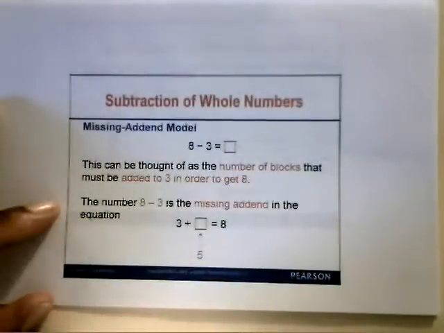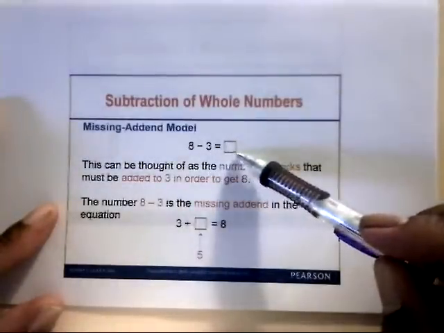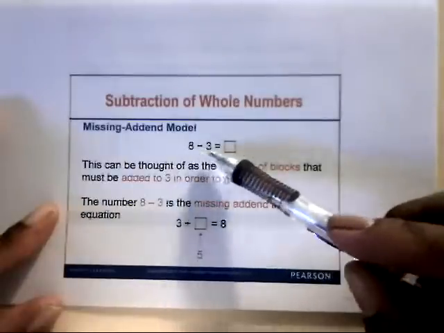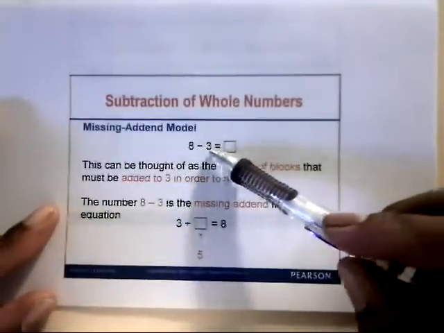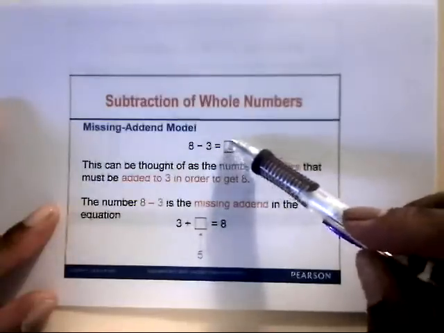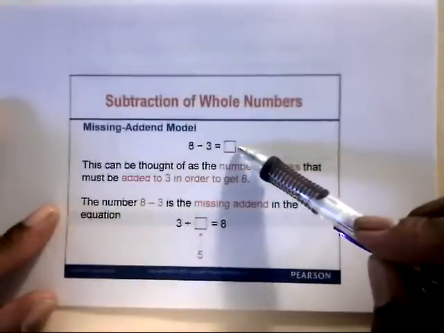And then the missing addend model, if we do 8 minus 3, and that's going to equal some box. If you recall back in grade school, usually when you're doing addition and subtraction problems, they will usually give you a problem with a box there. That means you're trying to find out what number will fit in that missing box.